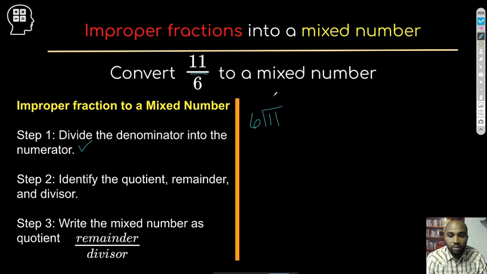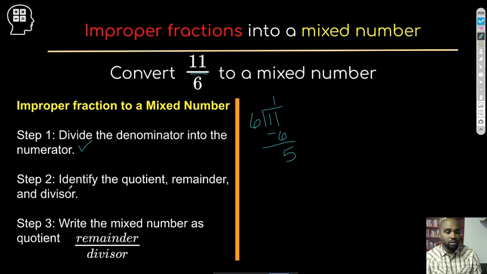6 goes into 11 once. 1 times 6 is 6. 11 minus 6 is 5. All right, so we end up, well, actually, let's leave it like that.